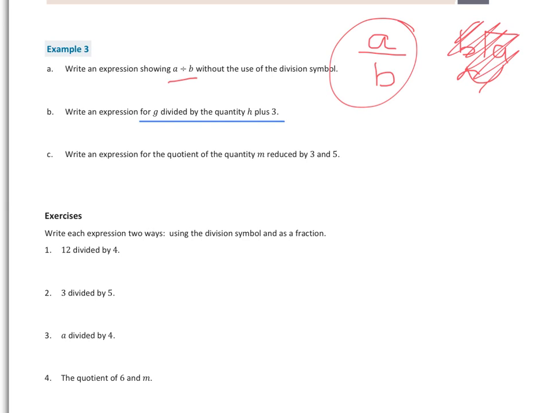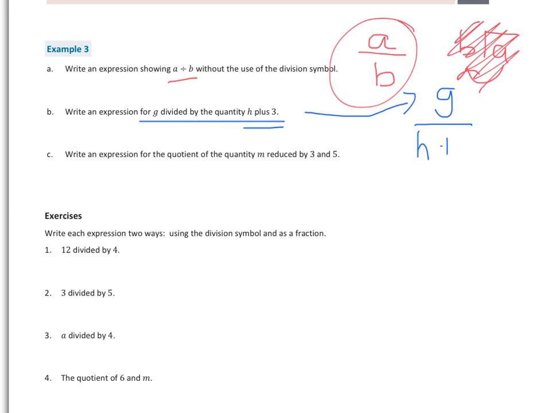So we also have this second part, right? H plus 3. But it's still kind of in order. So it's still G divided by. So we can start off, I'll put this one over here. So we have G divided by, and the quantity H plus 3. Well, how can I write H plus 3? That's pretty easy, just how it sounds.